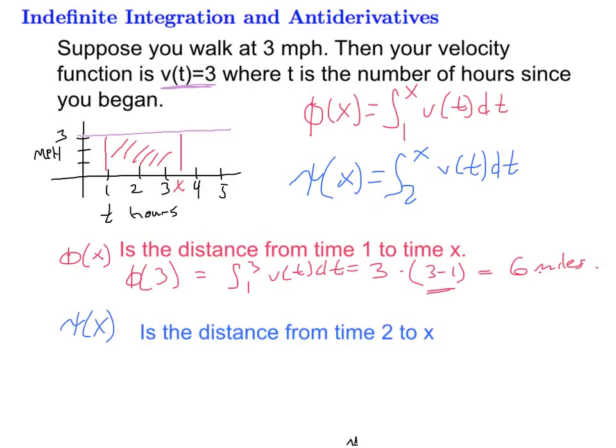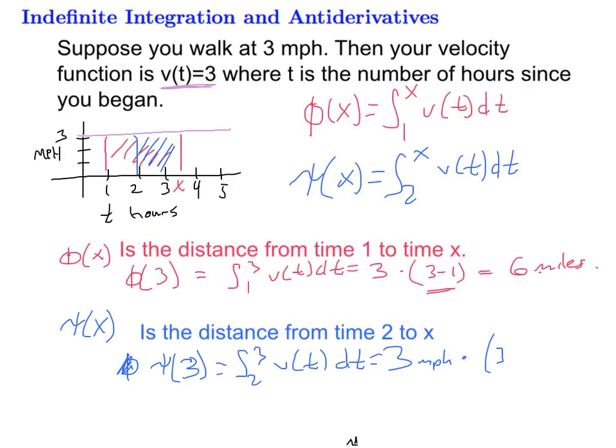And psi of x here is the distance from time 2 to time x. So instead, this integral starts here at 2 and keeps going over to x, and so that area instead. So in particular, psi of 3 is the integral now from 2 to 3 of v of t dt. And so this is our 3 miles per hour times 3 minus 2 hours. So this is just 3 times 1 equals 3 miles.